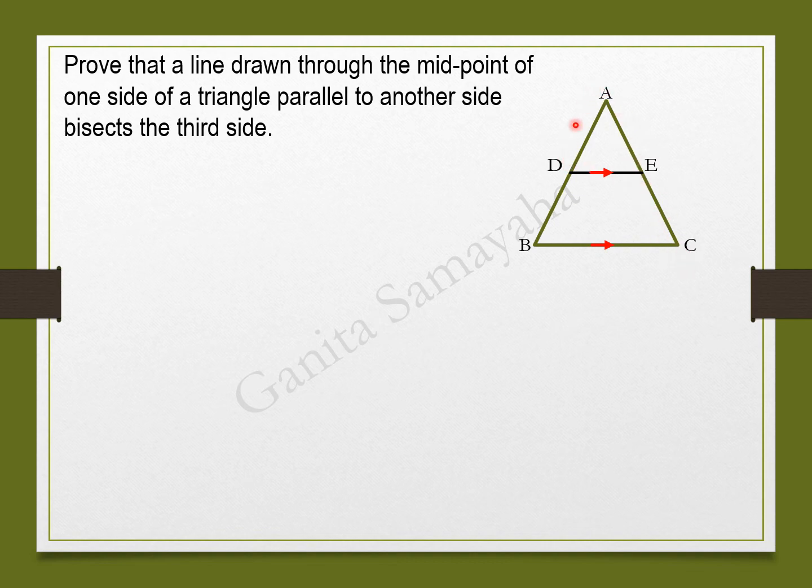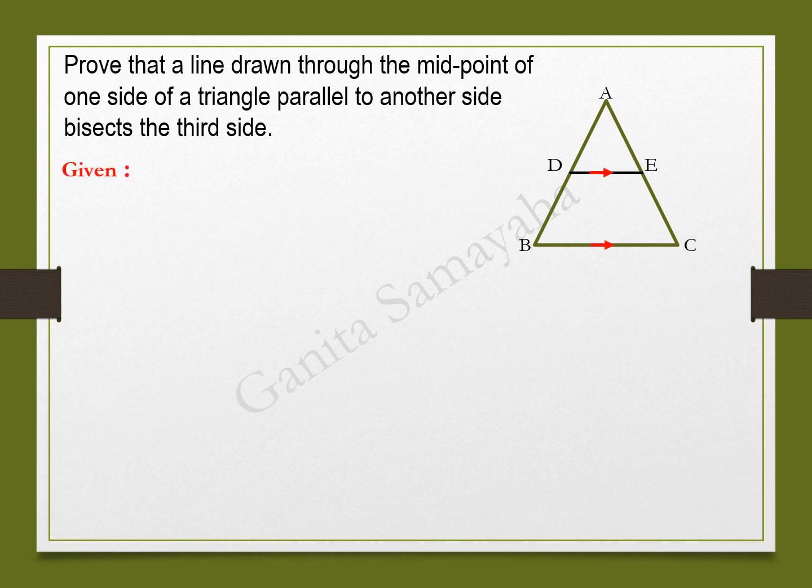If D is a midpoint of AB, it means that AD is equal to BD. If E has to be the midpoint of AC, it means that AE must be equal to EC. So that is what we have to prove. What are we given? We are given a triangle ABC and a point D such that AD equal to BD and DE is parallel to BC. What have we to prove? E is the midpoint of AC, which means that we have to prove that AE is equal to EC. Is it clear, children? So let us write down what we know.